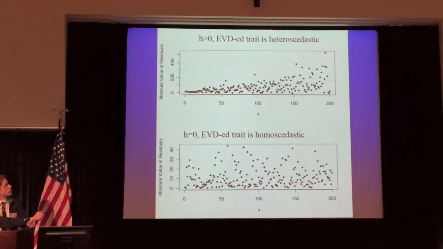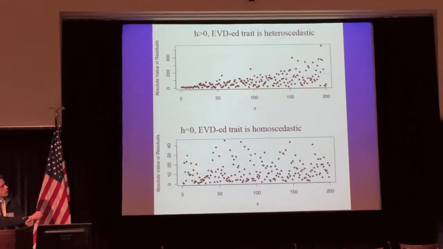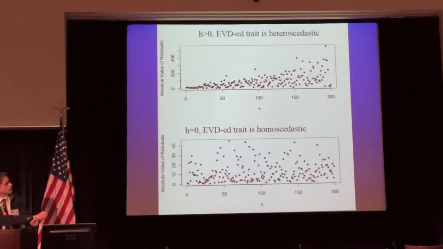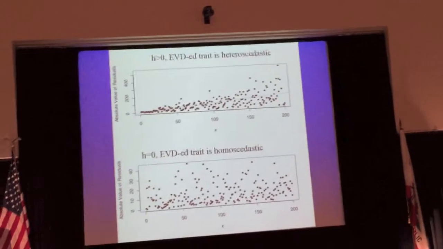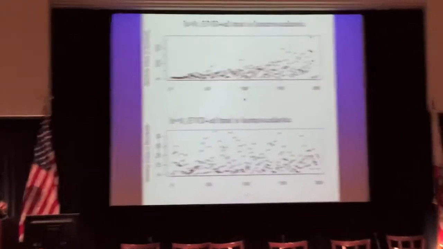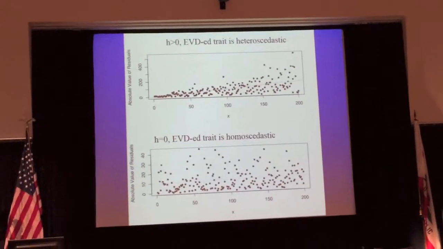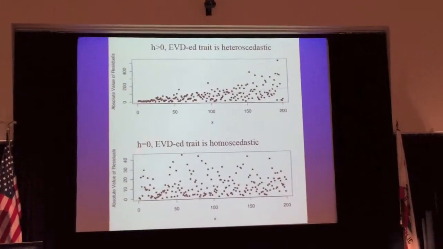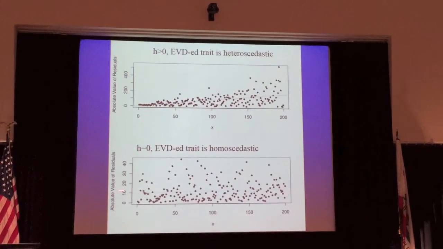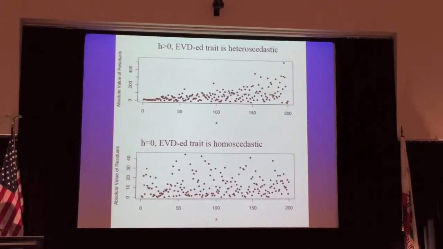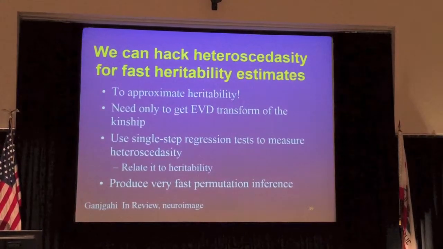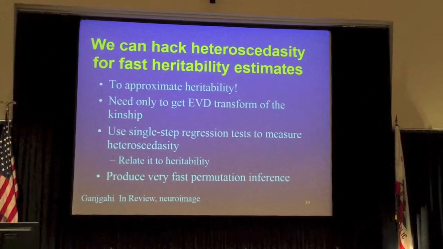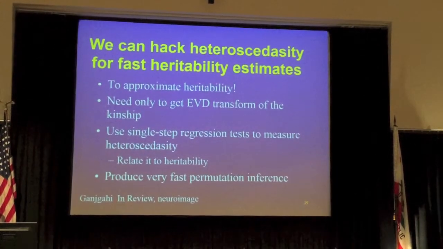So this is an EVD transformed trait with heritability in it. You see, it has a trend versus the tau coefficients. And this is an EVD trait under zero heritability, and it's homoscedastic. You can see there is no relationship between them. So Tom has introduced this great approach where we can hack this heteroscedasticity relationship to perform fast heritability estimates.